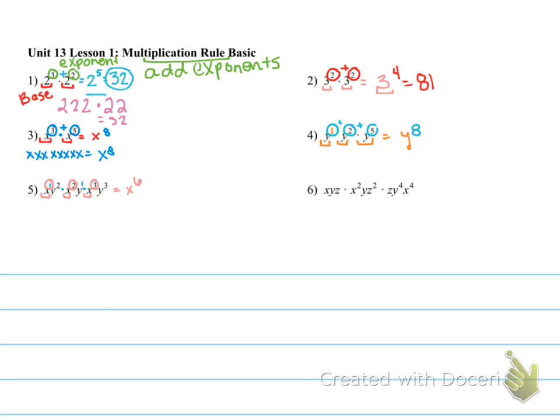But I'm still not done yet because I have that other variable. I got that y. Okay, so again, here's my y, here's my y, here's my y. Let's add those exponents together so we can have a y in our answer. So I've got 2 plus 1, which gives me 3, plus 3, which gives me 6. So my final answer here is x to the 6th, y to the 6th.